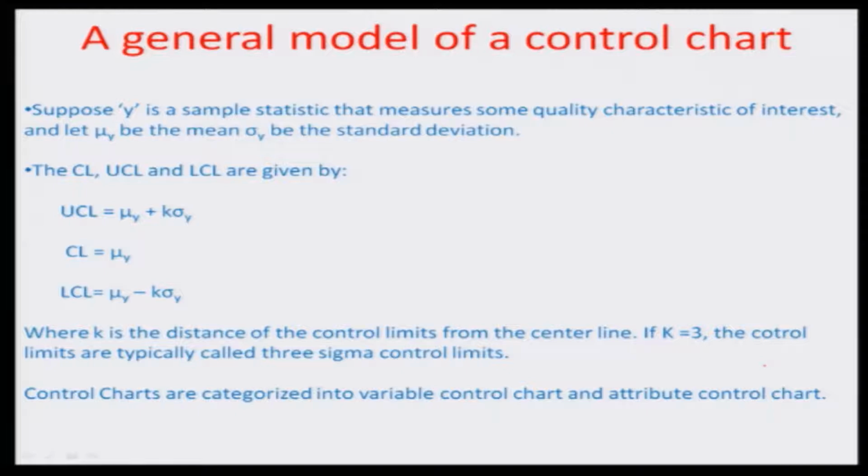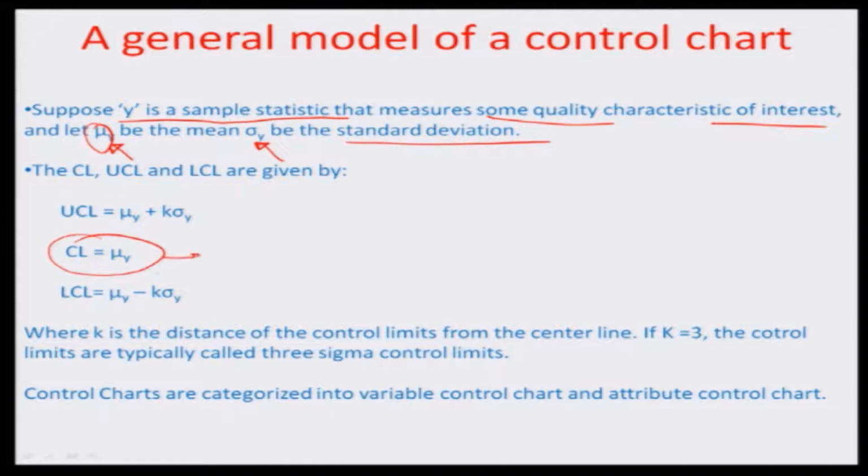So how do we really plot? Let us say y is a sample statistic that measures some quality characteristic of interest, and let us say there is an average mu y and a standard deviation sigma y. So obviously the CL, the center line, would be about the mean, and the UCL would be mu y plus some factor k times sigma y, and the LCL similarly would be mu y minus k sigma y, and k is actually the distance of the control limits from the center line.